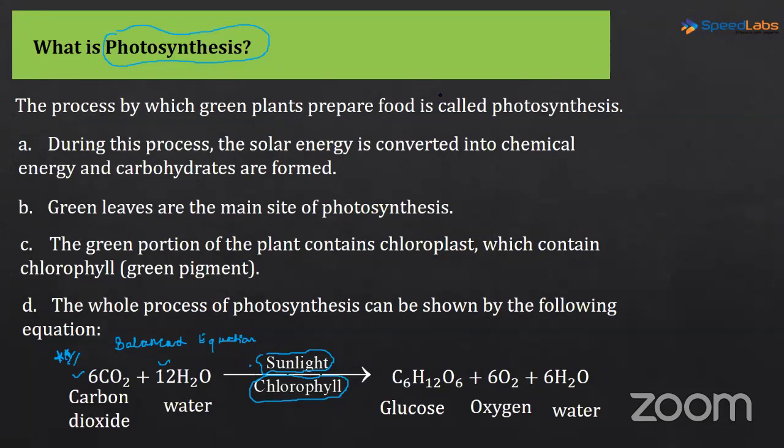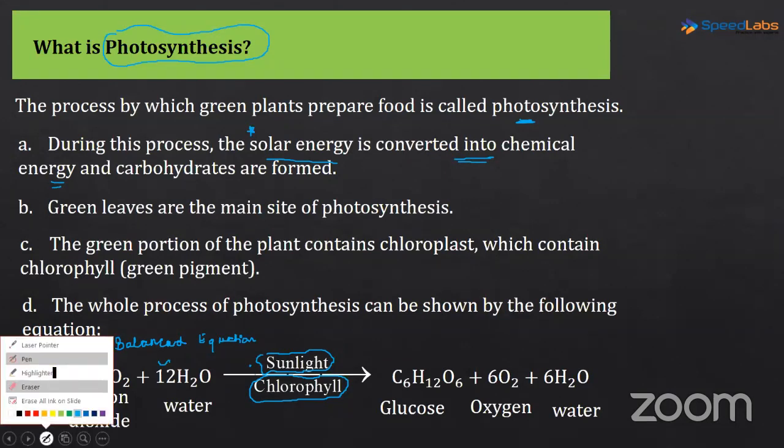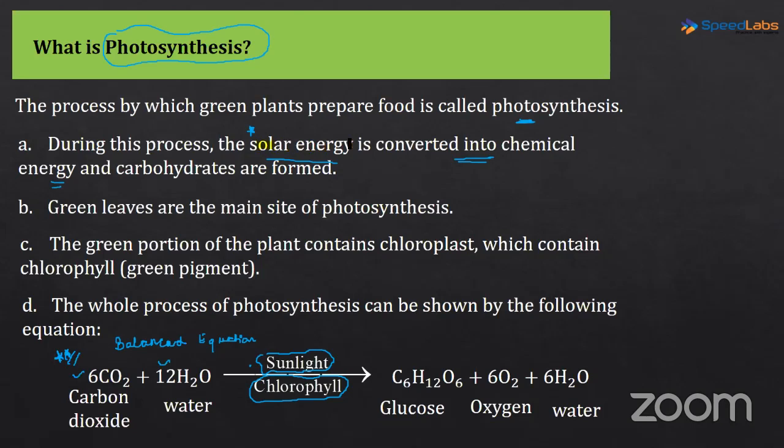Okay, so the process by which green plants prepare their food is called photosynthesis. Photo means light. So during this process, the solar energy is getting converted into chemical energy. As a product of photosynthesis, we get glucose. So definitely, solar energy is getting converted into chemical energy and carbohydrates are formed. Again I am repeating, solar energy is getting converted into chemical energy.